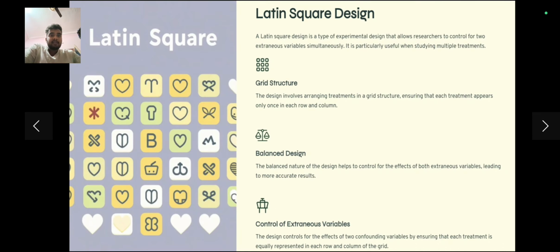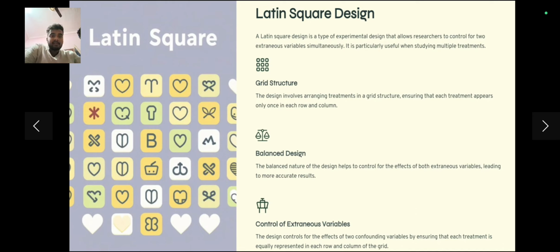Latin square design. A Latin square design is a type of experimental design that allows researchers to control for two extraneous variables simultaneously. It is particularly useful when studying multiple treatments. Grid structure. The design involves arranging treatments in a grid structure, ensuring that each treatment appears only once in each row and column. Balanced design.